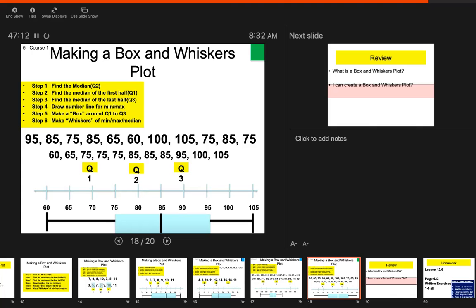Malachi, how many numbers are inside of Q2? Well, maybe for this particular one, but for any box and whiskers plot in general, how many numbers are inside of Q2? 25% are in Q1. How many are in Q2? 25%. Macy, how many are in Q3? 25% are in Q1. 25% are in Q2. How many are in Q3?